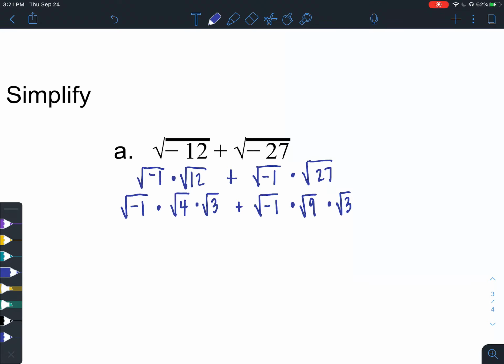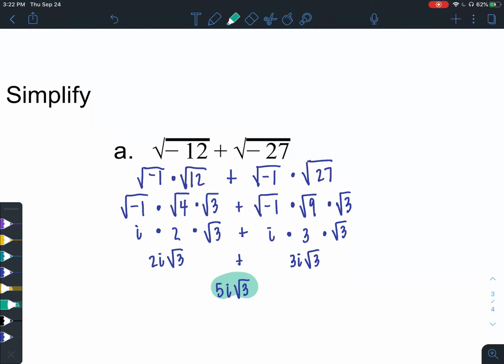So then I'm going to simplify. So square root of negative 1 is the same thing as i, and square root of 4 is the same thing as 2, so I'm going to have i times 2 times radical 3 plus i times square root of 9, which is 3, times radical 3. So I have 2i radical 3 plus 3i radical 3. And then now, because I have the same square root, I'm allowed to add these two things together. So 2i plus 3i is 5i, and then we tack that radical 3 on it. So this right here is our final answer.